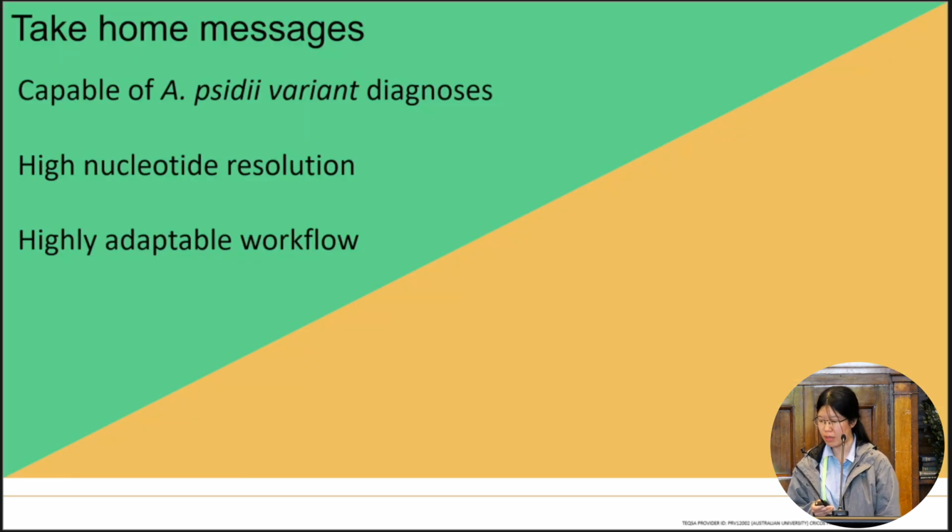So that's all for today. To sum up, we proved the possibility of using the HD loci to design primers to diagnose Austropuccinia psidii isolates. Because the HD loci are highly different between isolates at the nucleotide level, this method also has high nucleotide resolution. The HD loci can also be used in other rust fungi. By designing the primers based on the genomes of different rust fungi, we can also use this method. So it's a very highly adaptable workflow.